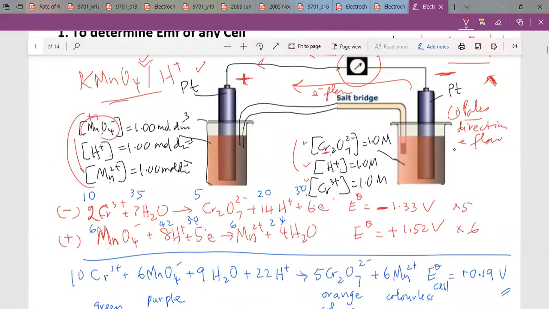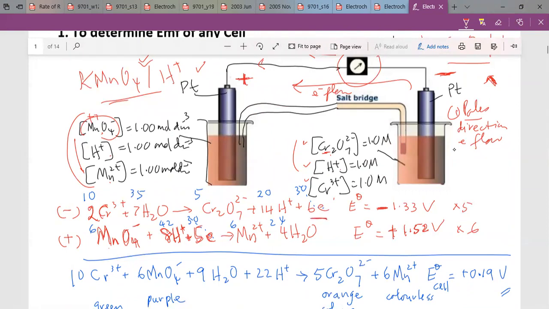MnO4 minus here, right? Plus 8H plus here, and plus 5e. Because you just copy exactly from the data booklet, okay? And plus the original raw value here. So now to find the overall equation, I must make sure I balance off the electrons.